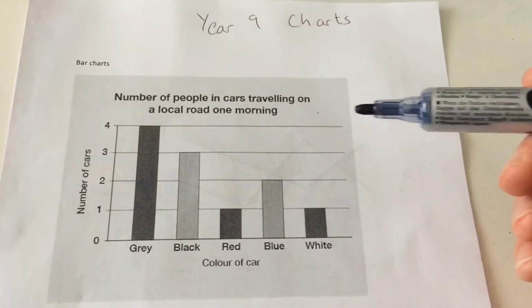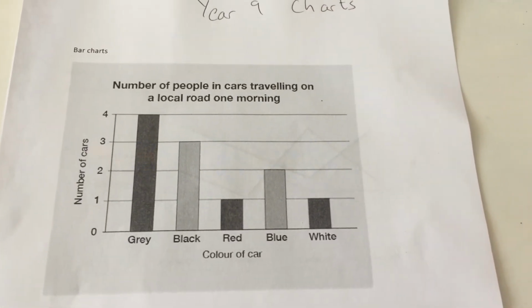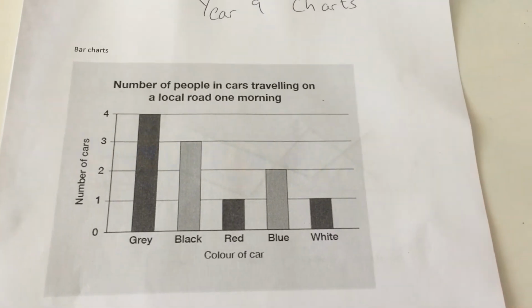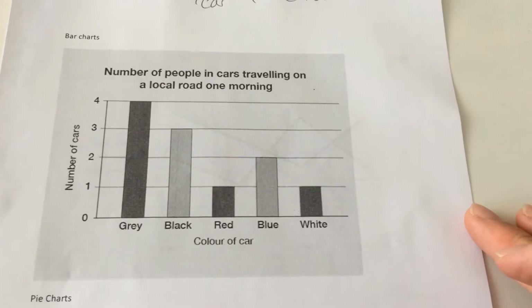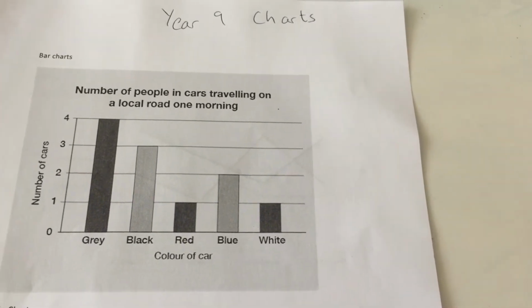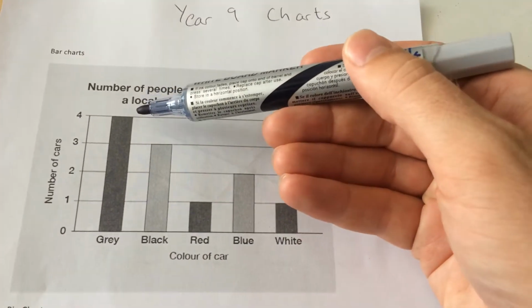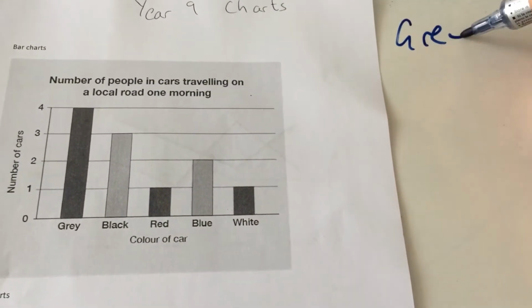I've taken this image off of Google, so I'm sorry for not sourcing it. Here we go, a number of people in cars traveling on a local road one morning. Now, we can have a number of questions that might be asked about this. Which one do they see the most? We could look at which is the highest, and we can see that 4 is the most, so let's say the answer to that is grey.